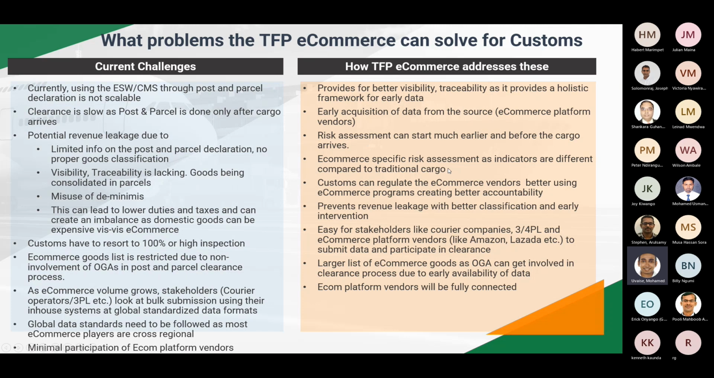And of course, we have e-commerce specific risk assessment indicators that are built into the solution. And of course, customs and OGAs can regulate this entire process by performing risk assessment and appropriate check mechanisms to be in place, basically. And of course, revenue leakage is something that can be addressed, and it will basically facilitate stakeholders that are part of these e-commerce operations to actually provide information through this platform and basically facilitate trade on a national level, right?